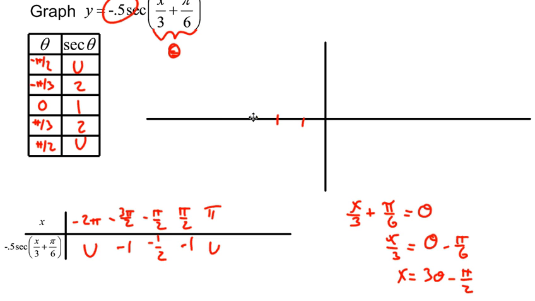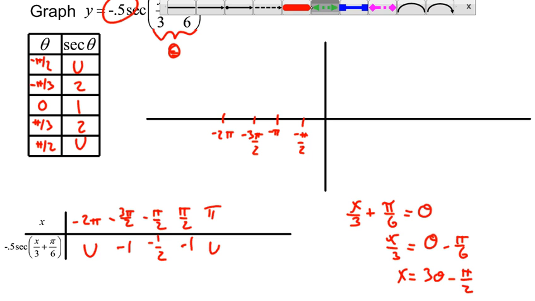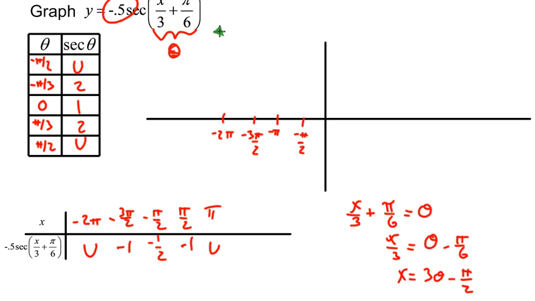Actually, I think I'm going to go in increments of pi over 2. So this would be negative pi over 2. This would be negative pi, negative 3 pi over 2, and negative 2 pi. Okay. So let's put our vertical asymptotes in. One's going to be at negative 2 pi, and one will be at pi.